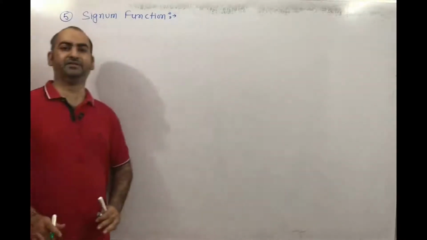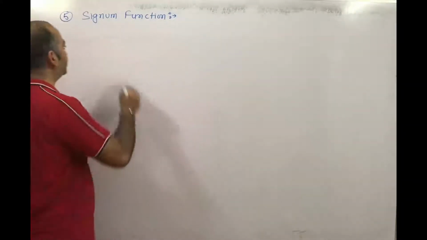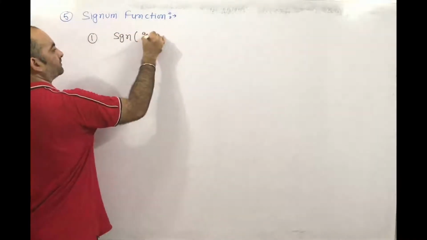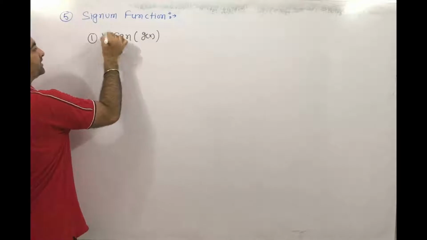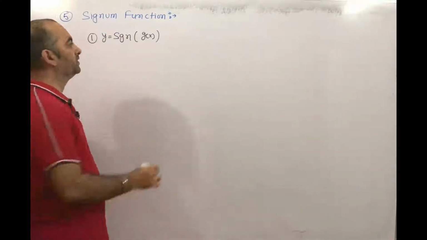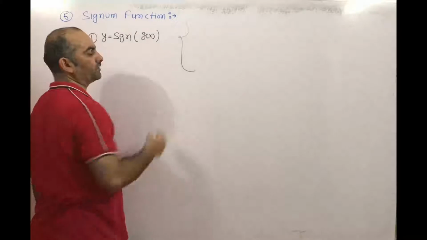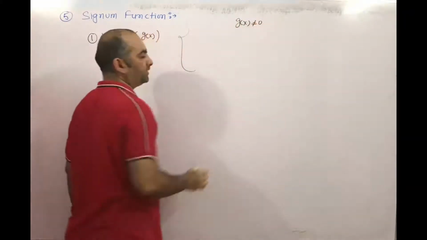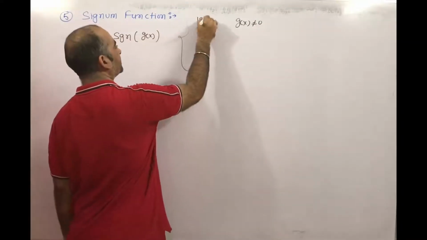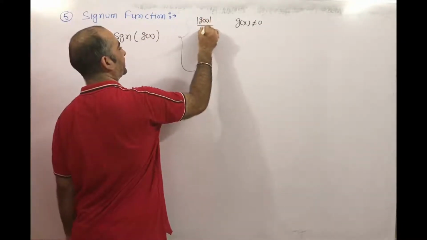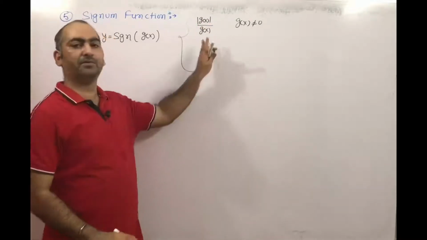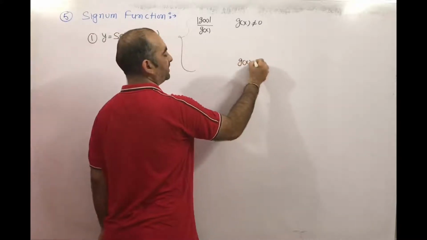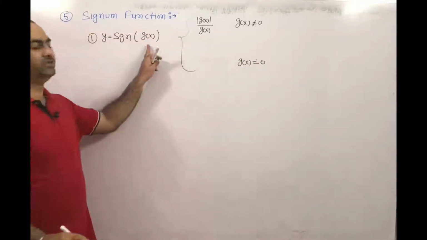Now here we are discussing some points. So first point is, if I have Signum of g(x), so y equal to Signum of g(x). How to define this one? We can define this one like that. g(x) is not equal to 0, then this one we can write modulus of g(x) divided by g(x). If you want, you can write g(x) divided by modulus g(x). There is no problem.